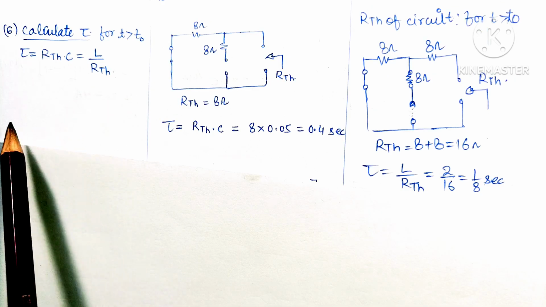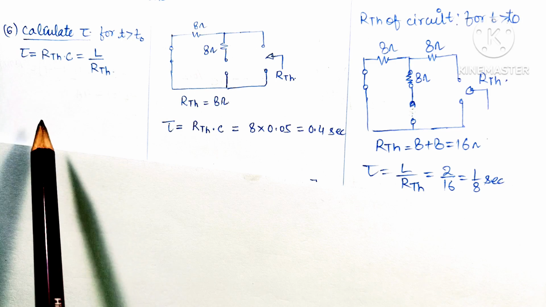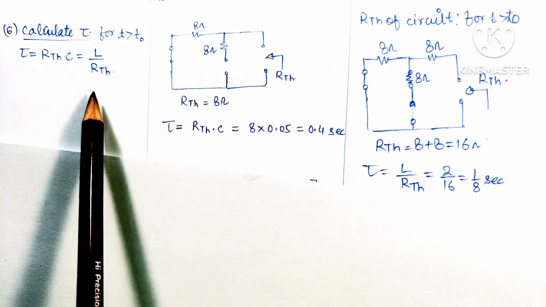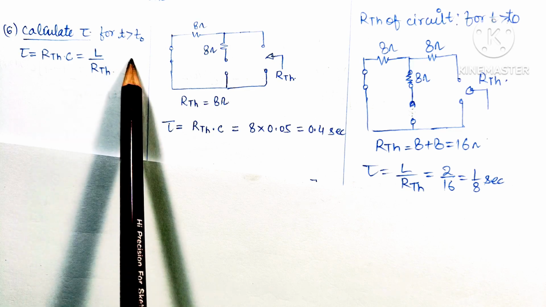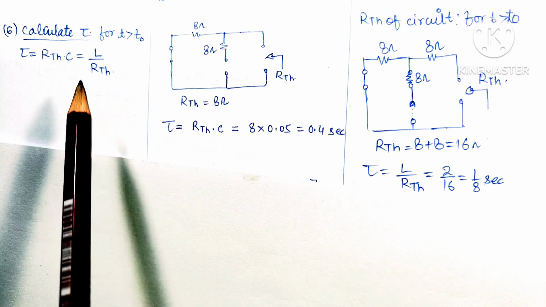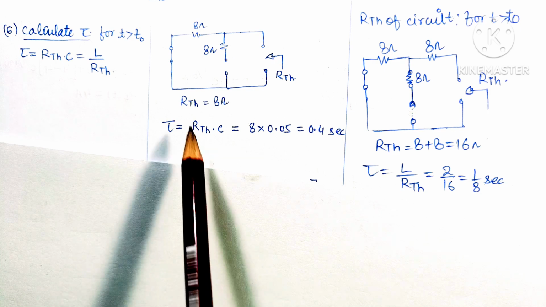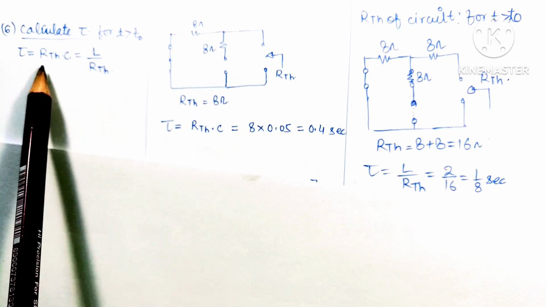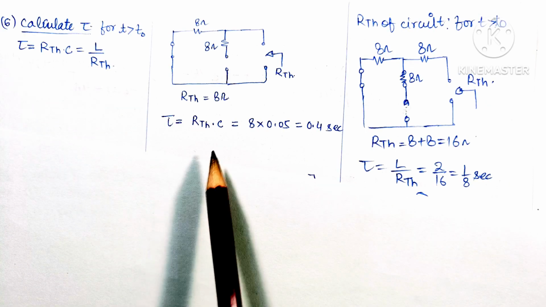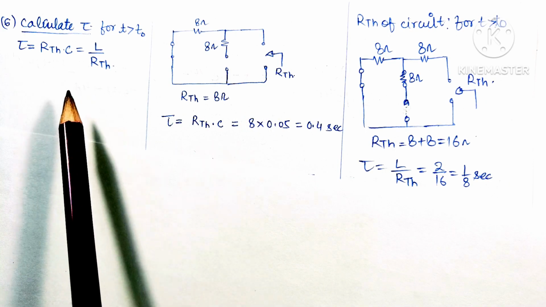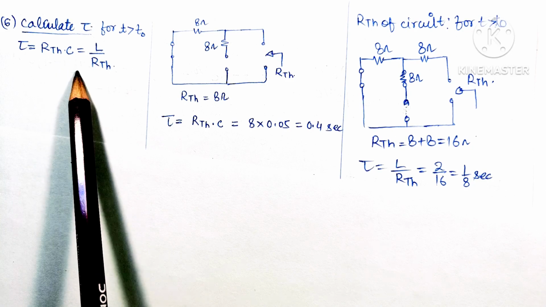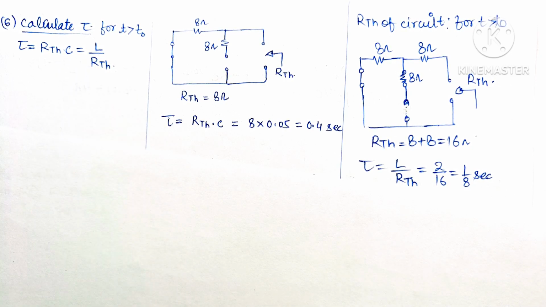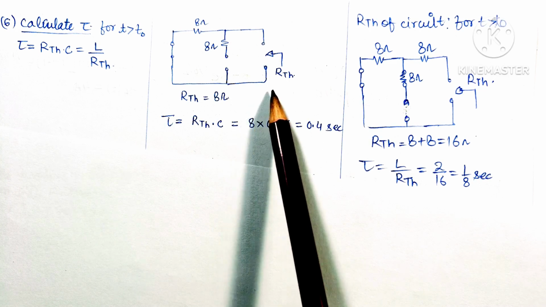In the next step, we will calculate the value of tau because this is required in our equation. Since the equation of voltage of capacitor or current in inductor has been asked for t greater than t naught, we will calculate tau for t greater than t naught. We know that in a capacitor circuit, tau can be written as Rth into C, that is the Thevenin's resistance of the circuit into the capacitance value. And for an inductive circuit, tau can be written as L upon Rth, that is the inductance value of the inductor upon the Thevenin's resistance.